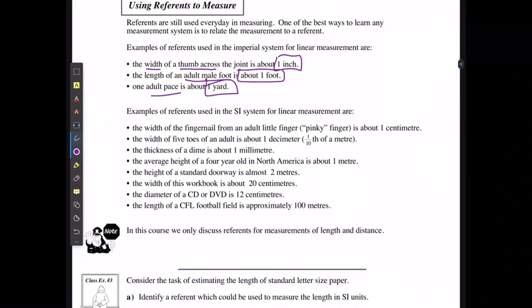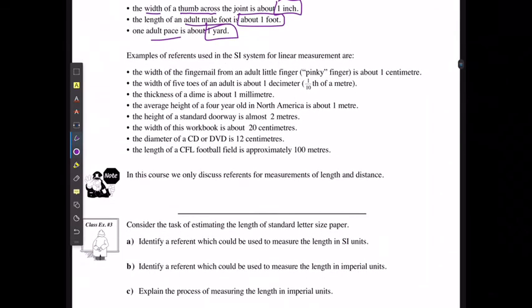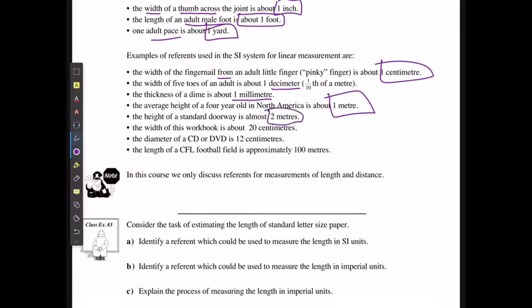If we're doing it for the standardized increments or the metric system, then the width of a fingernail is about 1 centimeter. The width of 5 toes is about a decimeter, or 10 centimeters. The thickness of a dime is about a millimeter. The average height of a 4-year-old is about 1 meter. So just keep a 4-year-old handy and you're good to go. The height of a standard doorway is about 2 meters.